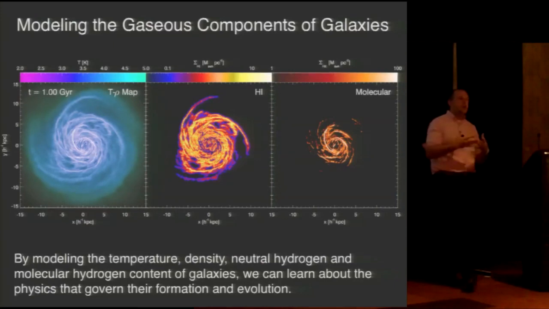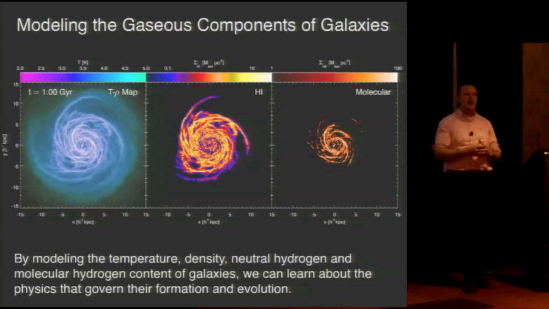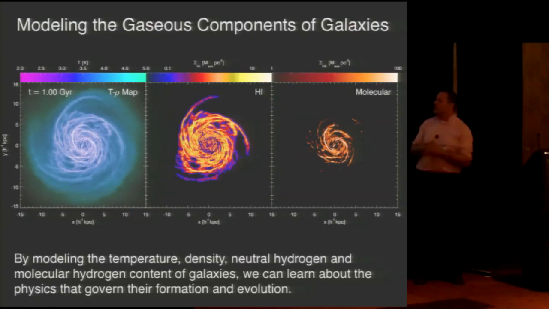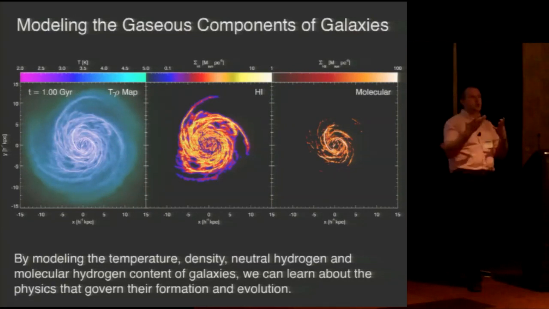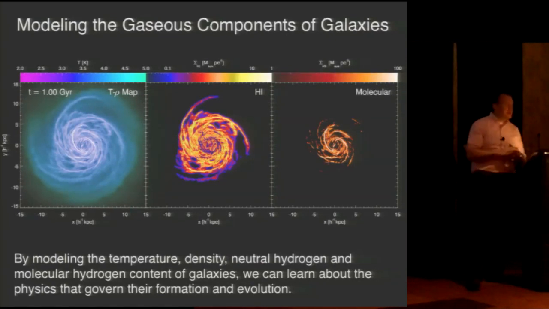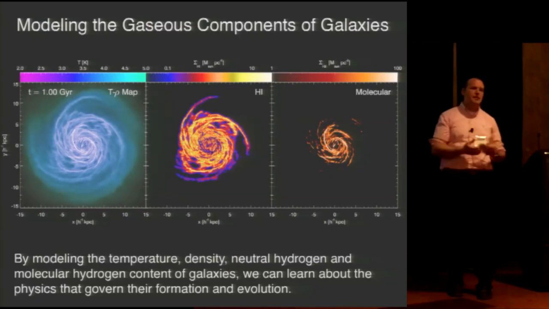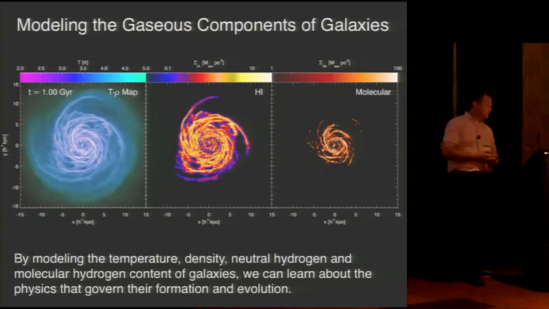So if we can model these different components, these different phases of atomic gas, molecular gas, hydrogen throughout the galaxy, we can learn more and try to model in more detail how structures, how stars, say, form and at what rate they form in the galaxy. And so that's important for comparing with observations, understanding the history of galaxies like our own Milky Way.